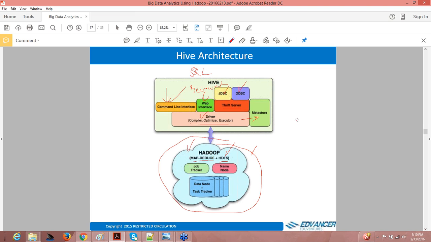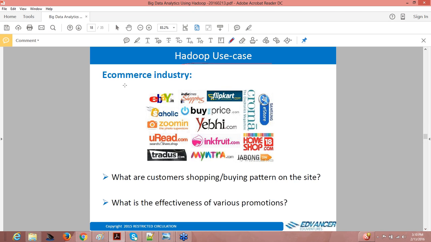So this is about the architecture of Hive. Now we'll directly get to the use case, friends. The Hadoop use case in the e-commerce space. Let me talk about this use case.